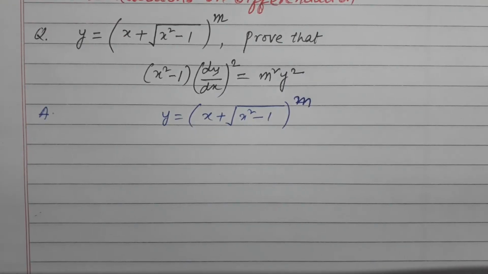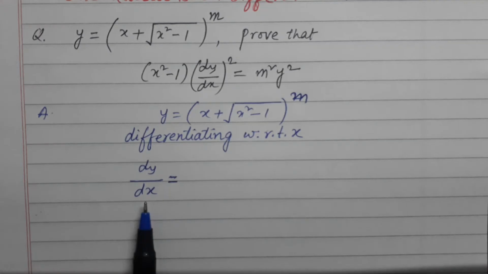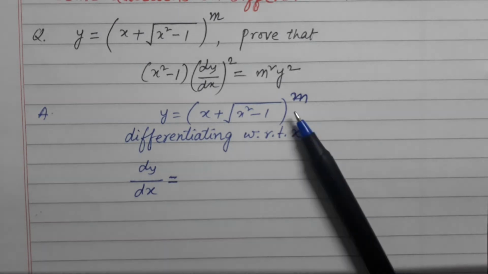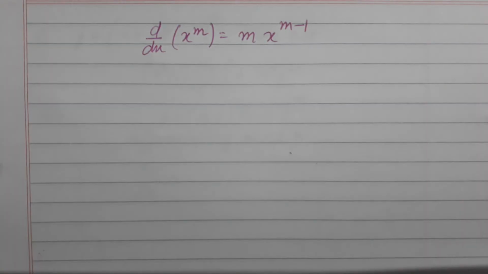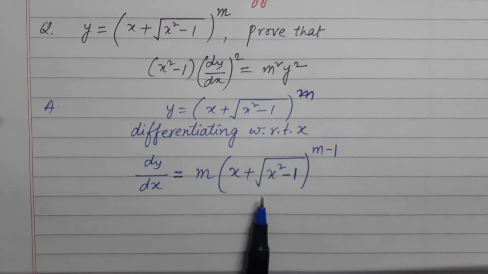So we have y equals (x + √(x² − 1)) to the power m. Now let us differentiate both sides with respect to x. Hence the left hand side will be dy/dx. To differentiate the right hand side, we need to use the chain rule, and for that we will consider this expression as x to the power m. Then the differentiation of x to the power m will be m times x to the power m minus 1.